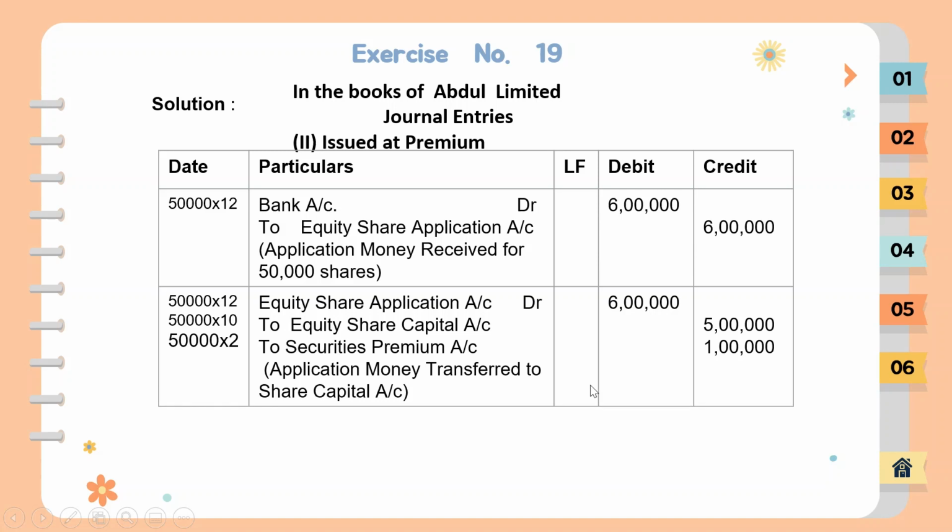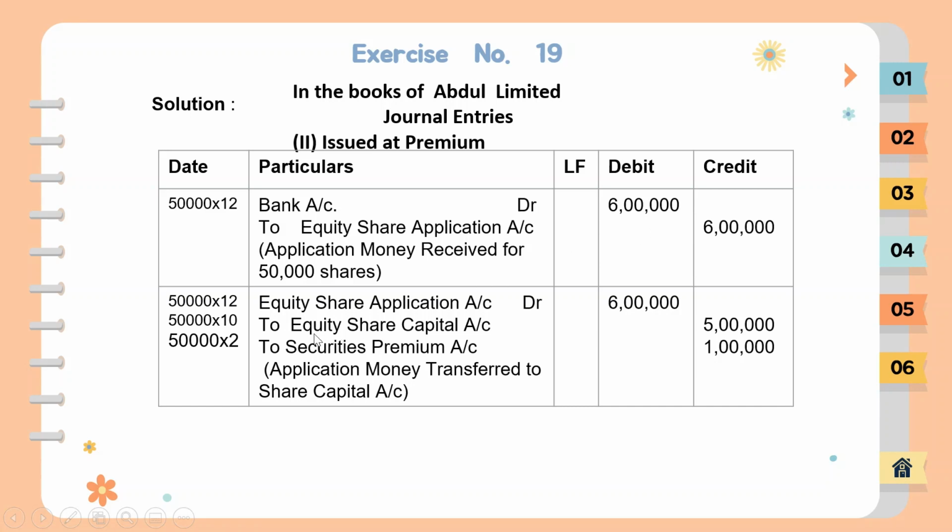And next is when it is issued at premium, what you have to do. The premium amount is 2 rupees. So you have to add 10 plus 2. Already in the first case what we have done, it is issued at par. That is in the question what is given, shares at rupees 10 each. The face value of the share is 10 rupees. That 10 plus the premium amount you should add. So in the first entry what you should write, 50,000 into 12. Okay, 10 rupees plus 2 rupees premium. So the first entry should be shown like this.